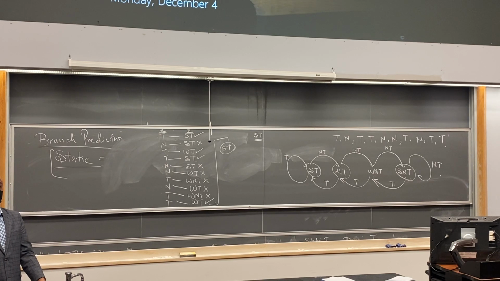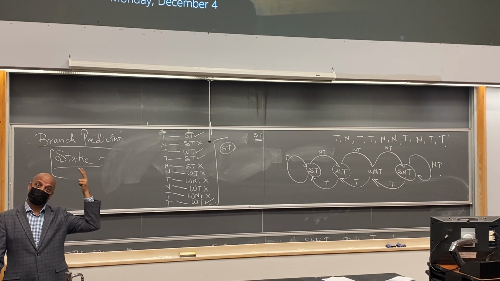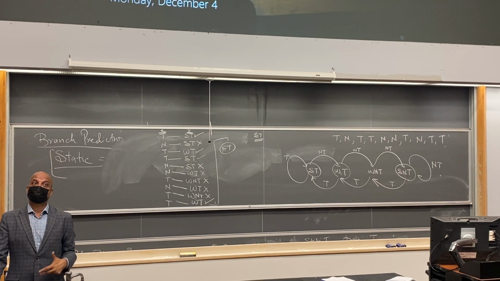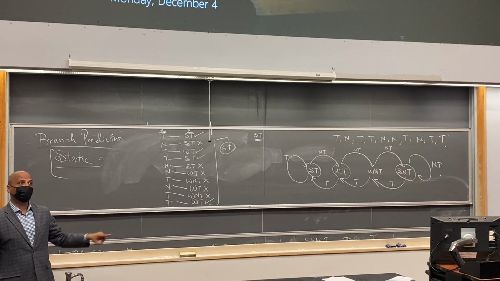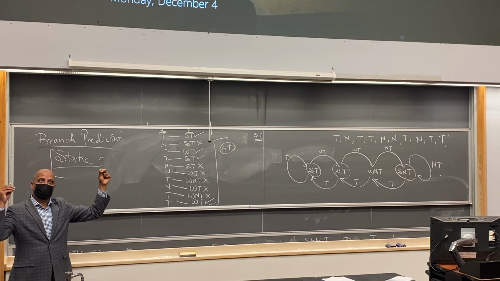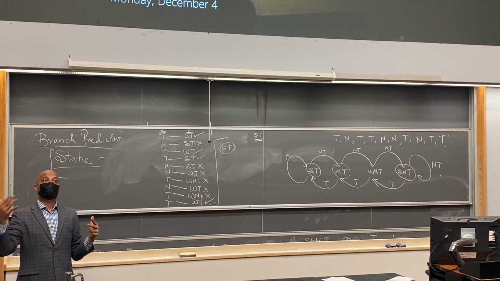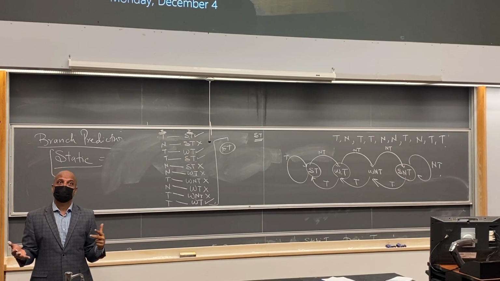Now that you've copied it, understand it. The initial value was strongly taken. That was the prediction. My predictor was set to strongly taken, and I started executing the code. When I hit the first branch, I took the branch. My prediction was that you are going to take the branch. Reality and prediction matched, so I stayed in the same state for the next prediction. Any questions on that? Everybody's good with that?